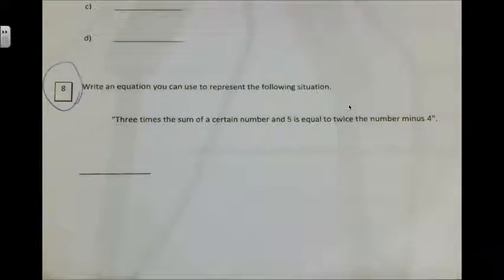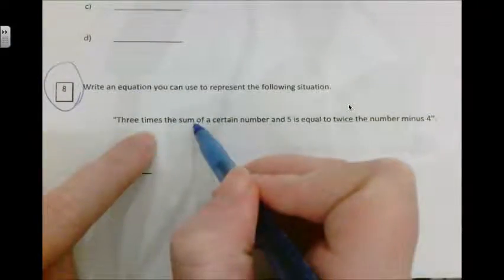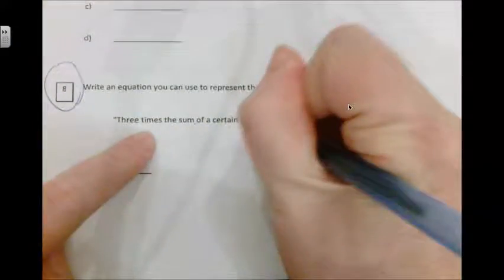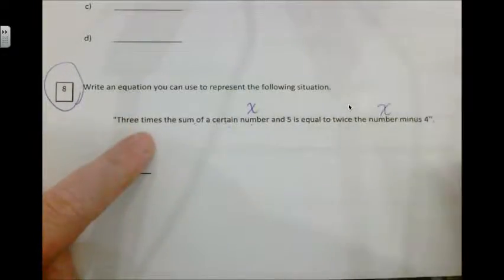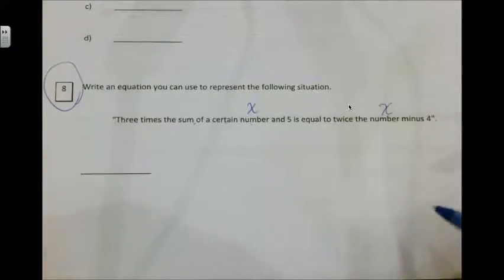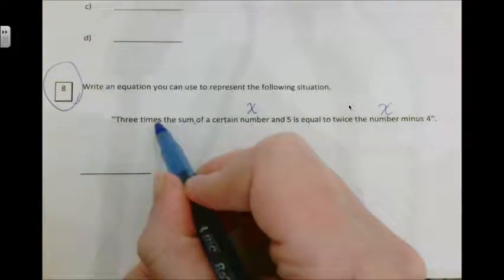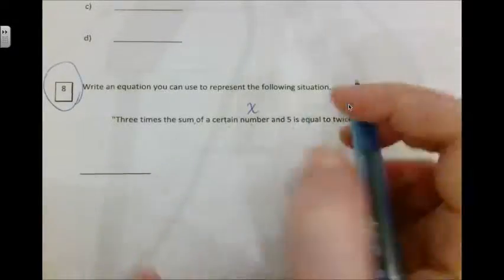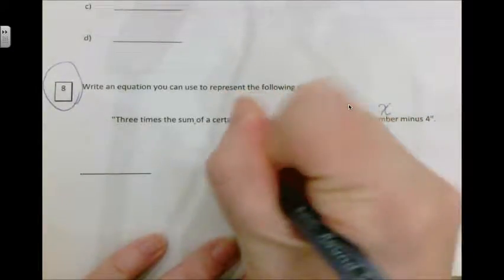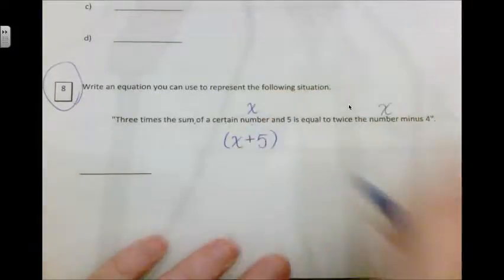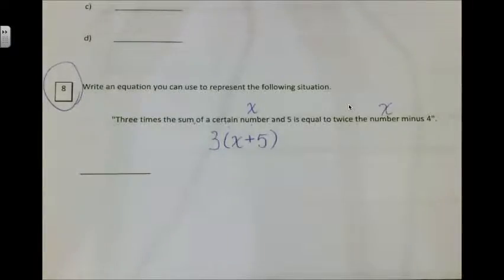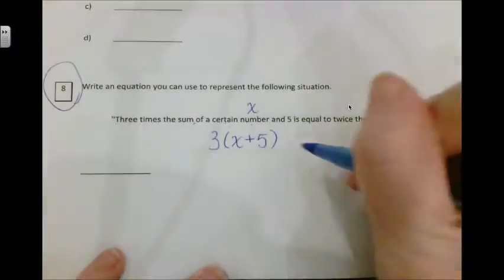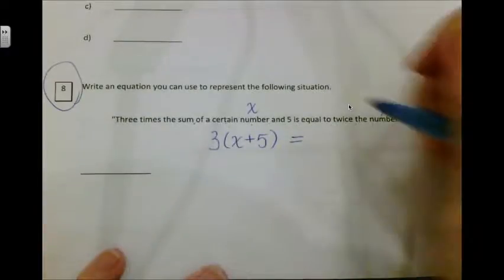So if it says 3 times the sum of a certain number and 5 is equal to twice the number minus 4, when we're talking about a certain number, we're going to make this x. So if it says the sum of the number and 5, that's x plus 5, and you're doing 3 times that sum. So the whole thing is being multiplied by 3. Okay? And it's saying is equal to twice the number, so 2x minus 4.